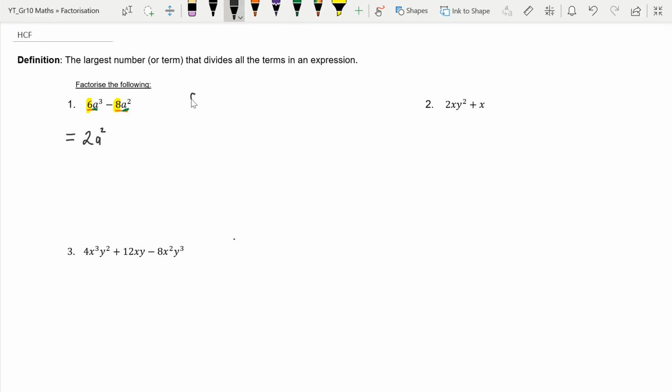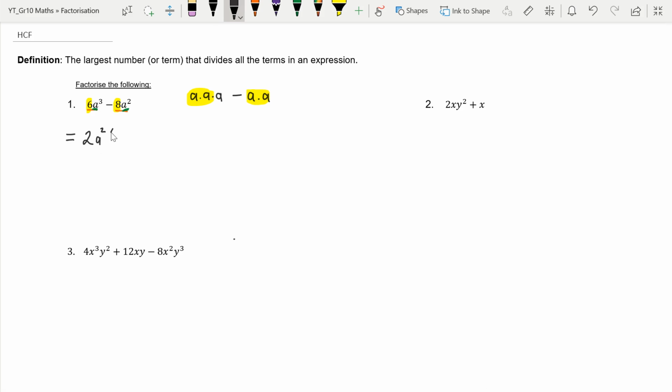Let's just break that down. So for the first term, a is being multiplied by itself 3 times. And for the second term, a is being multiplied by itself twice. So I can take out 2 a's there, and I can take out 2 a's there. So my highest common factor there would be a squared.